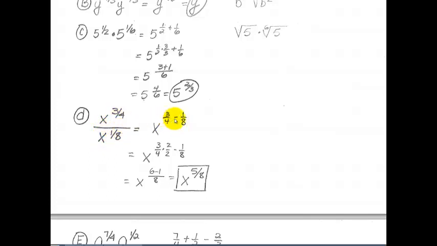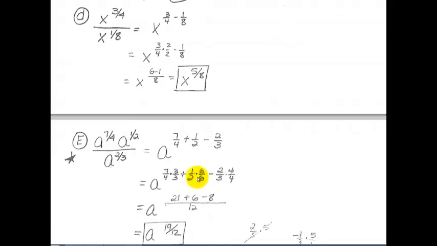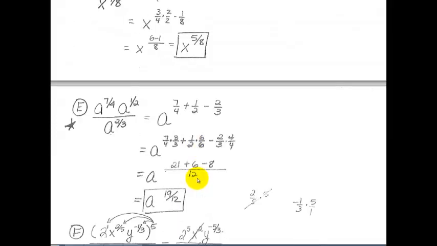So 3/4 minus 1/8. The problem is we don't have a common denominator. So in order to have a common denominator and make this 4 here into an 8, I would have to multiply top and bottom by 2, and that's what I do over here. Once I multiply, 3 times 2 is 6, and I bring down the -1, and now I have a common denominator of 8, and 6 minus 1 is 5/8. Okay? Alright, very well.